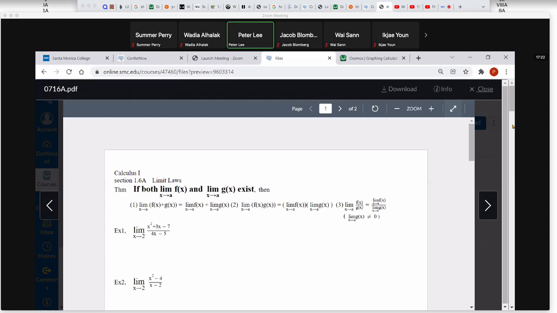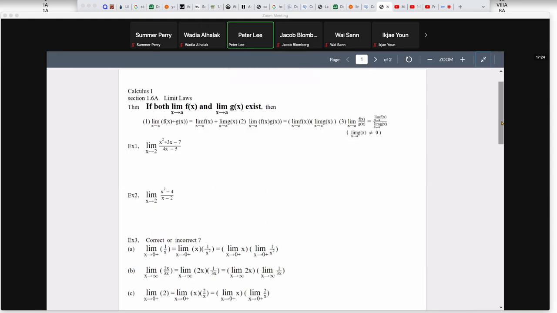Okay, like this. Now let's get into the limit laws, the laws of limits. If both the limit of f of x and the limit of g of x exist, then you can split this. So these are what I call the limit laws.